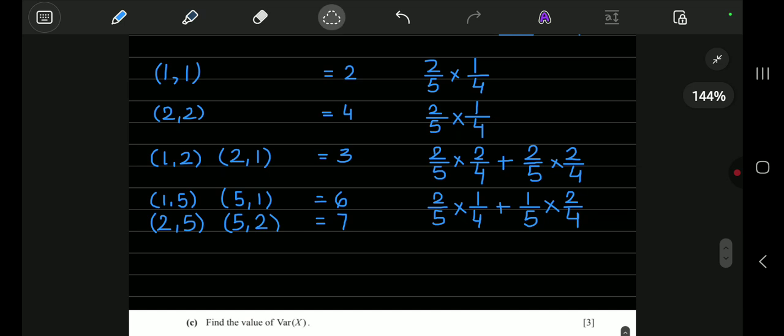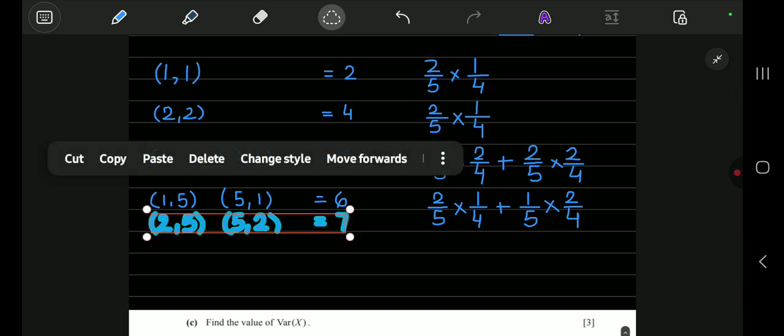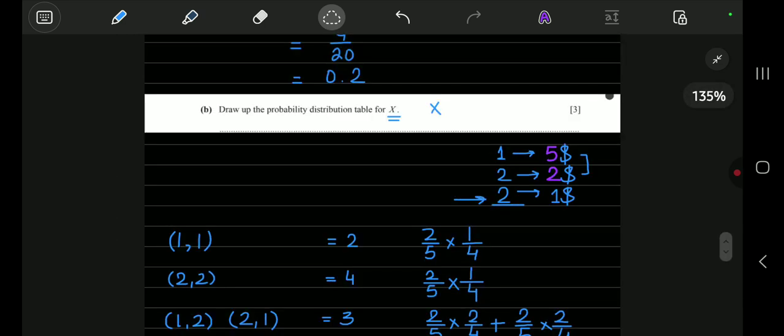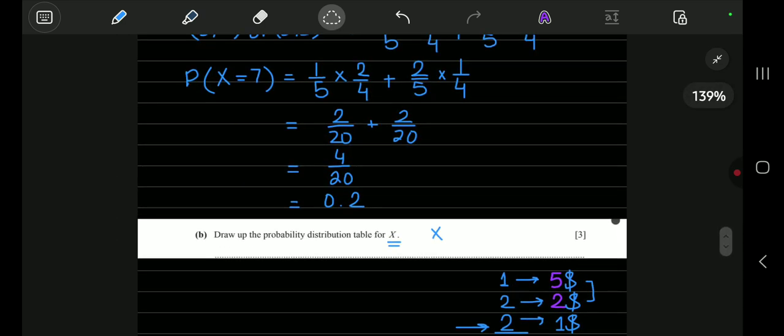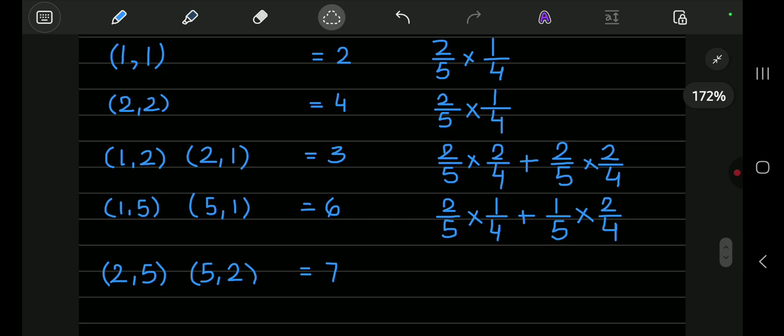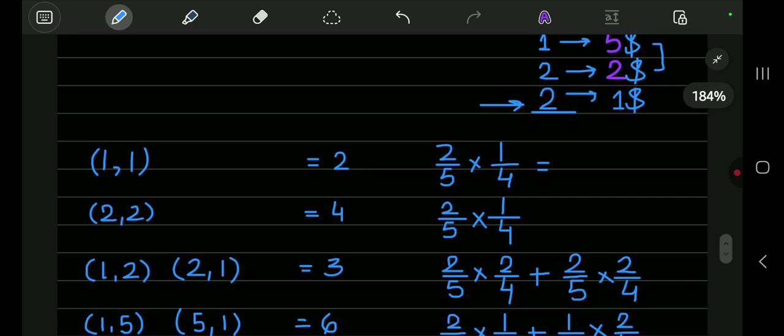Okay, then lastly we have this, and we have already found a probability for this one. 1 over 5 times 2 over 4 plus 2 over 5 times 1 over 4, that eventually gave you 0.2. So you don't need to do that again, so your probability for this one is 0.2. Okay, from part A we have already found this. Now solve this all together.